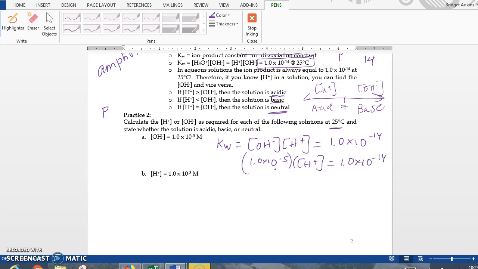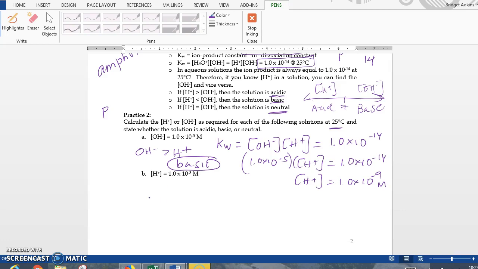And this is actually one you can do without a calculator. When I divide the 1 and the 1, I obviously get 1. And then I have 10 to the negative 14th divided by 10 to the negative 5th. So I would get 10 to the negative 9th molar. So the OH minus is greater than the H plus, so that means the solution would be basic. And if you remember how we found pH, you would just negative log the OH minus and get a pOH of 5, which would be a pH of 9, which is basic.